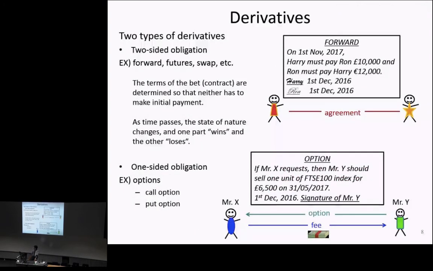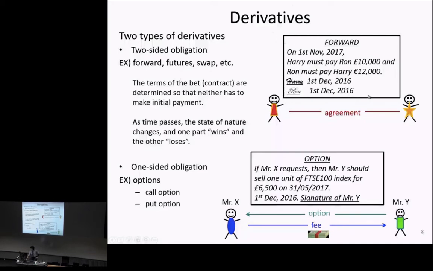Okay, there are two types of derivatives: derivatives with two-sided obligation and derivatives with one-sided obligation. Derivatives with two-sided obligation include forward contracts, futures, and swaps. This is an example of a forward contract.